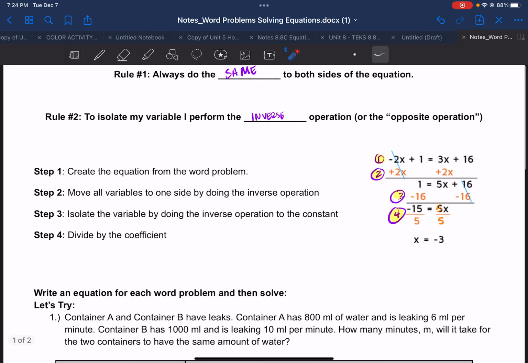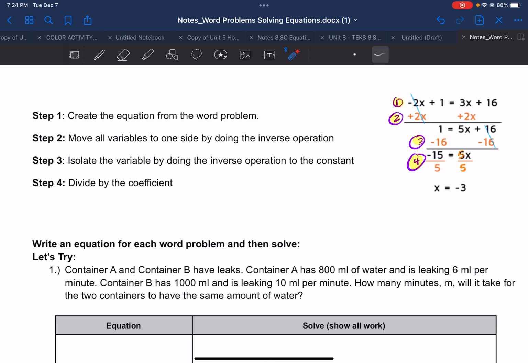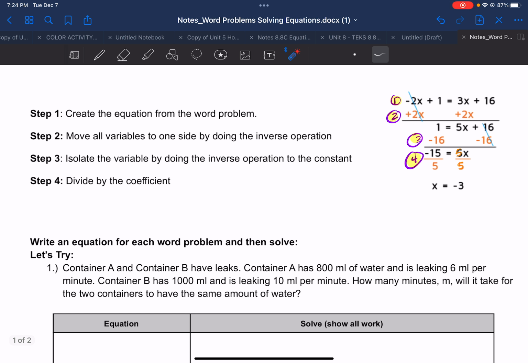All right, so let's review on how to solve this when it's the variables on both sides. So we're going to create our equation from the word problem. So let's say this is our word problem. This is our equation. Then what we want to do is move variables all on both sides. So here's what I'm going to do. We add 2x here, add 2x here. So that goes away. And then what do we have? We have 5x. Okay.